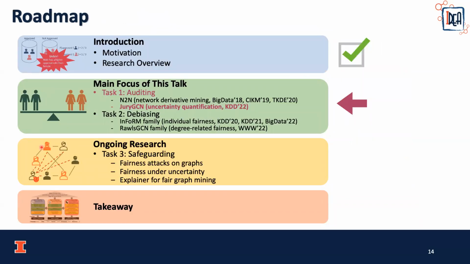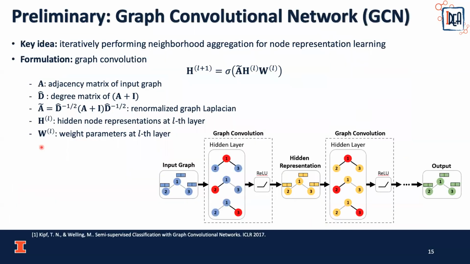So in the next part, I will mainly focus on our recent efforts in the auditing task and the debiasing task. And the first work I'm going to talk about studies the uncertainty quantification for graph neural networks. So in this work, we mainly study the uncertainty quantification for graph convolutional network, or GCN for short. And here I will give a very simple review of how GCN works. Basically, its key idea is to iteratively aggregate the information from each node's neighborhood, which is the so-called graph convolution operation. And mathematically, it can be represented as iteratively applying the equation in the middle of this page.